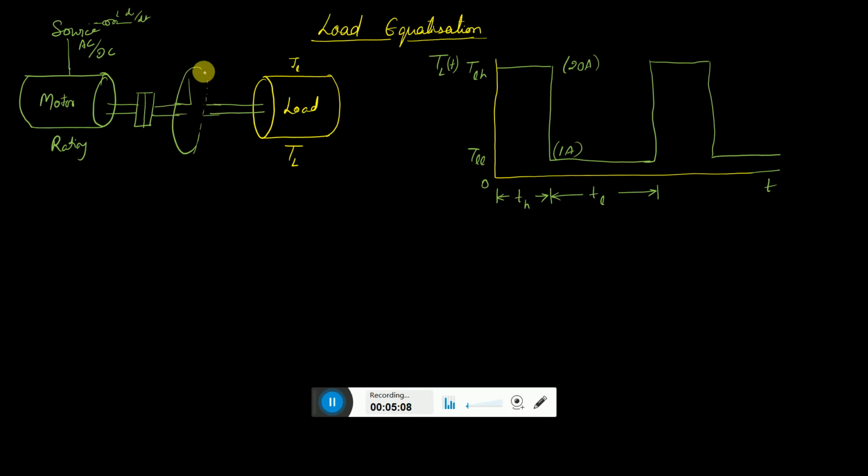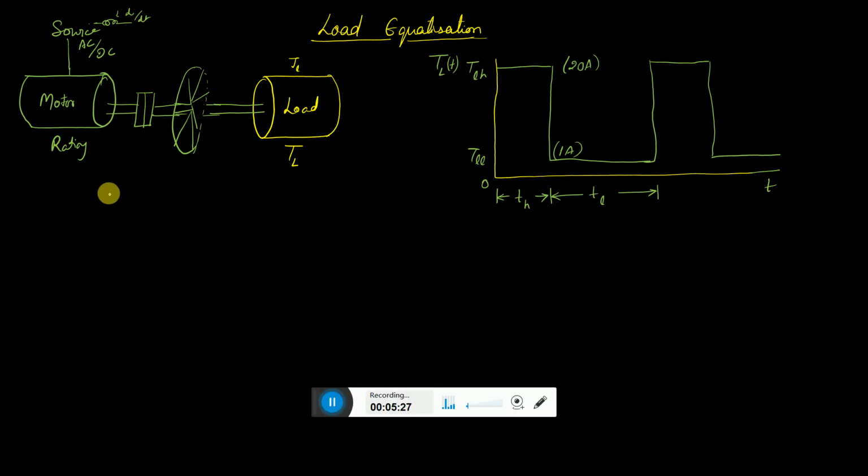So what is the advantage of connecting a flywheel in this way? The first advantage is that we don't need a high rating of motor. Second, the spikes will be decreased, and let us understand how.